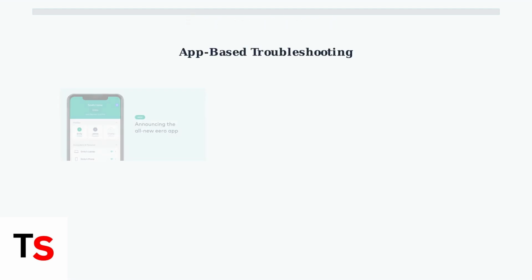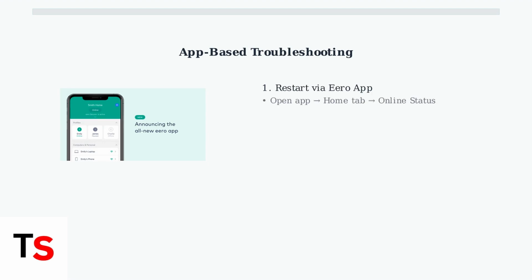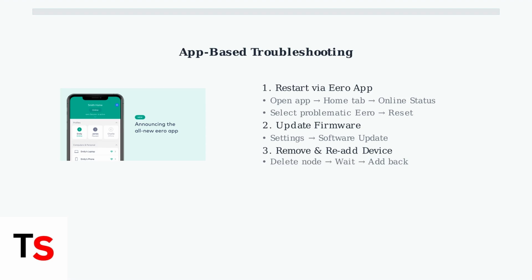When basic troubleshooting doesn't resolve the blinking white light, we need to move to more advanced techniques. These methods involve using the Eero app and performing different types of resets. The Eero app provides several advanced troubleshooting options. You can restart your Eero remotely, update firmware automatically, or completely remove and re-add a problematic device to your network.